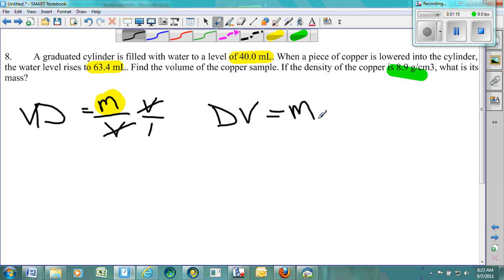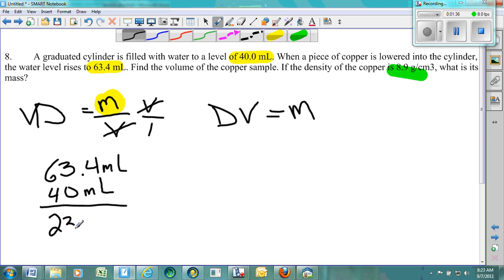Well, again, it's time to get points. First thing we need to do is figure out, well, what is the volume? And therefore, we need to do a subtraction. And so I'm going to do 63.4 milliliters minus 40 milliliters. And by subtracting one from the other, I get 23.4. There's my volume.